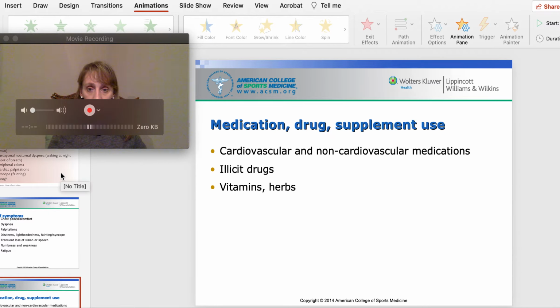Again, what medicines are they on, both for their heart and non-heart related? Are they on any illicit drugs? And you have to ask this because drug use will change the EKGs.